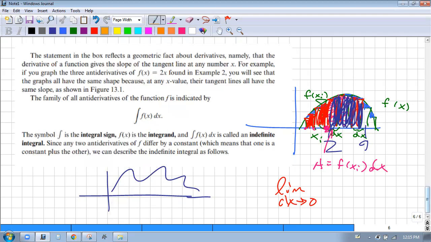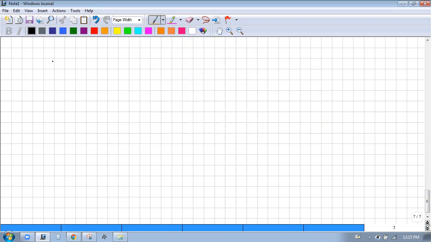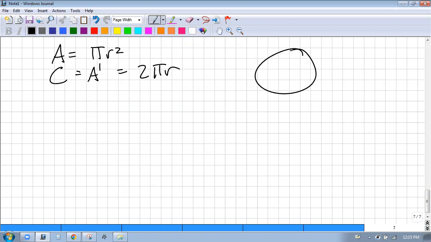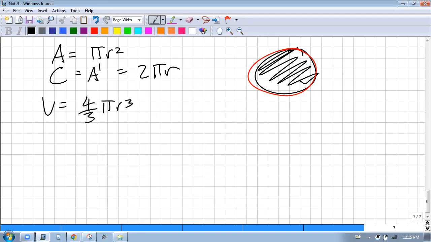And there's also a relationship. I've mentioned this before. The area of a circle is pi r squared, right? The circumference is the derivative of the area, 2 pi r, right? So here's a circle. The derivative of the area gives you the boundary, okay? The volume of a sphere is what? Forget 4/3 pi r cubed. So the volume prime would be the surface area, which would be 4 pi r squared.